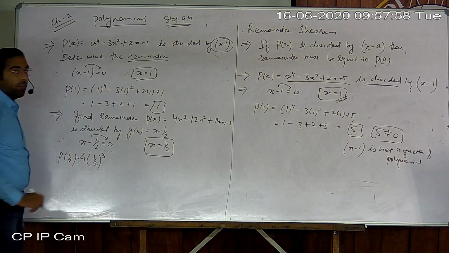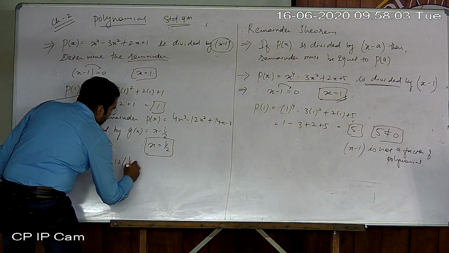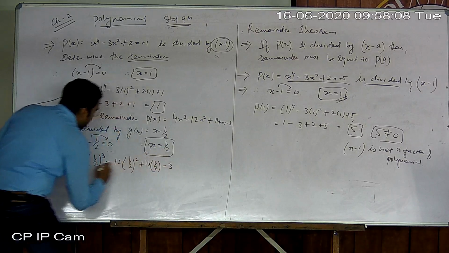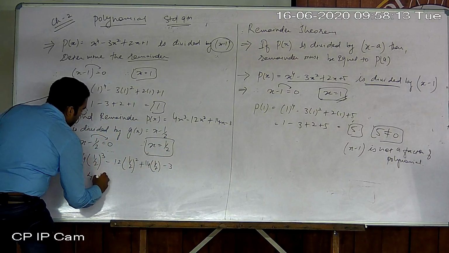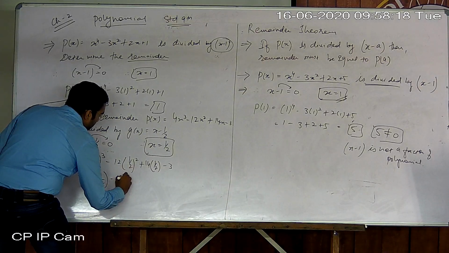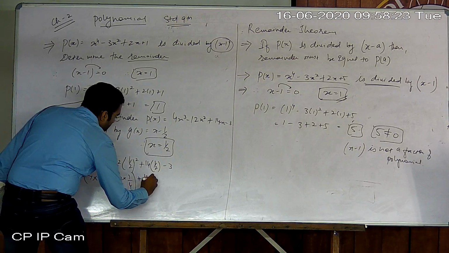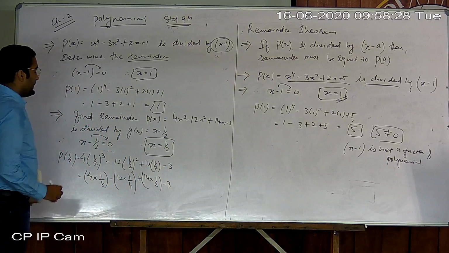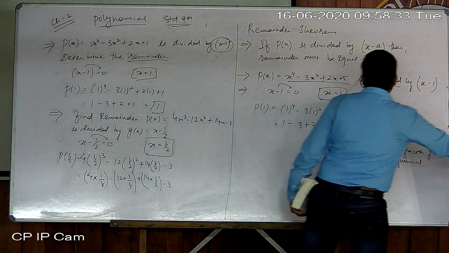So therefore 4 into 1 by 2 cube, here p of x, therefore p of 1 by 2. We must write p of 1 by 2 equals 4 into 1 by 2 cube minus 12 into 1 by 2 square plus 14 into 1 by 2 minus 3. So my answer is 4 into 1 cube is 1, 2 cube is 8, minus 12 into 1 square is 1, 2 square is 4, plus 14 into 1 by 2 minus 3.